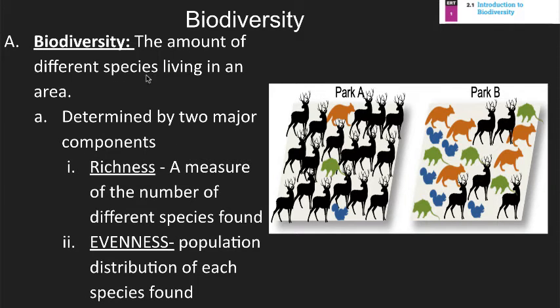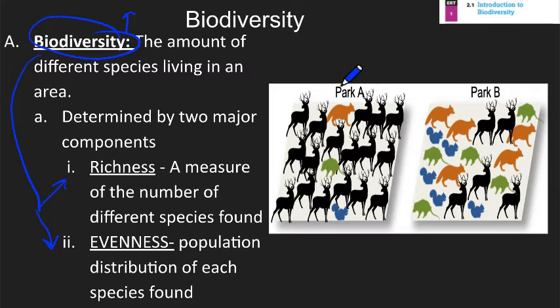Biodiversity, what is it when we use this term? We're going to use this term a lot in class. It simply refers to the amount of different species living in an area. You can take a look at our picture here. We talk about richness and evenness and which one is more diverse. More diverse is a function of richness and evenness. Biodiversity leads to this. Greater biodiversity has greater richness, greater evenness.